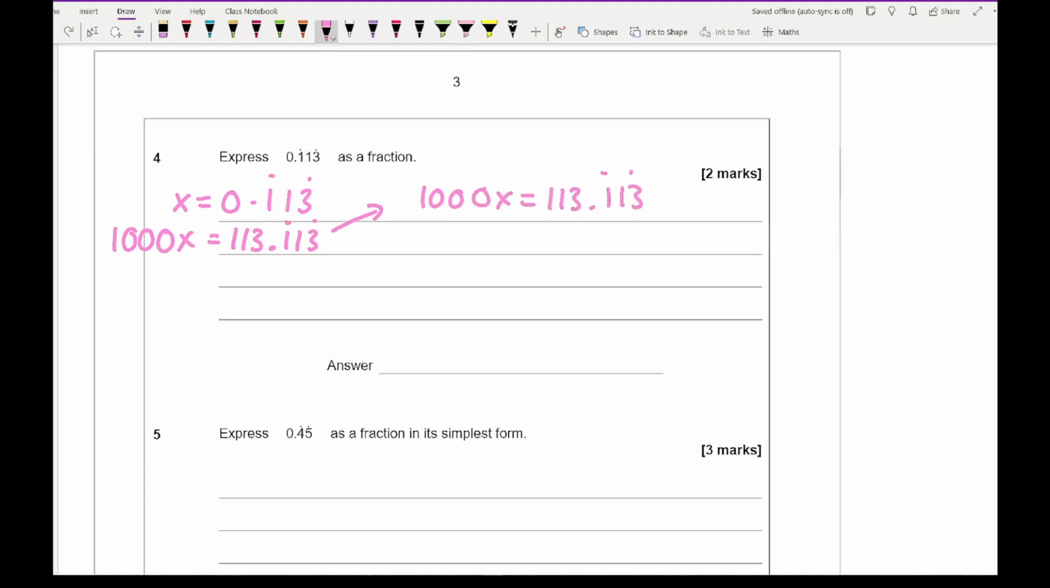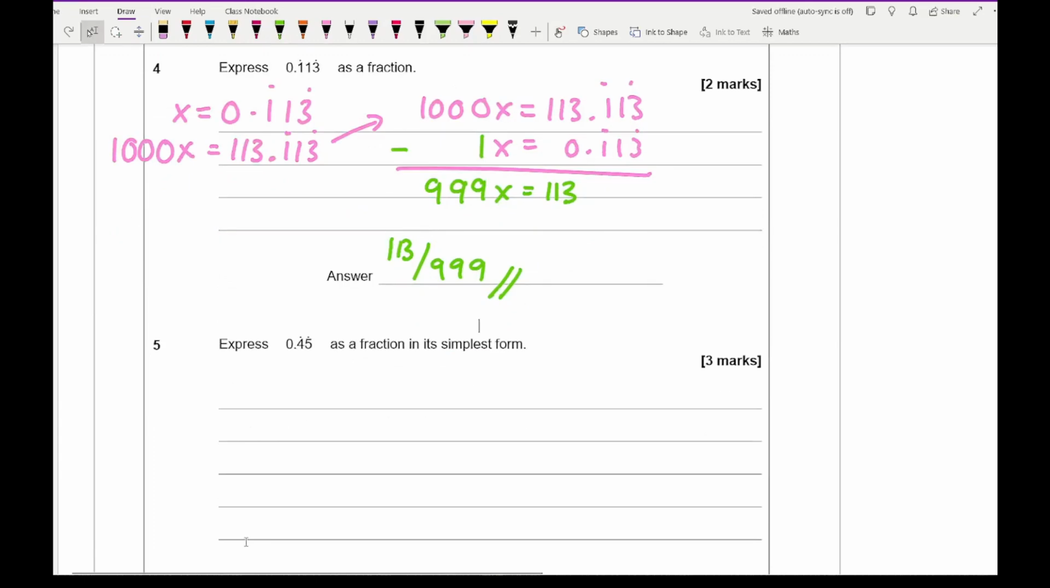So taking these, we get 1000x equals 113.113 recurring. We've got x, which is 0.113 recurring. Now remember that the x's do not cancel, it's 1x, so we take away, and that becomes 999x equals 113, which gives me an answer of 113 over 999. That doesn't simplify, so that there is my final answer.